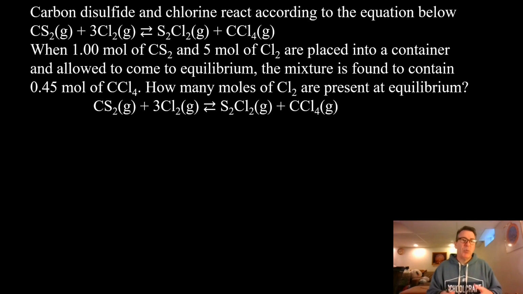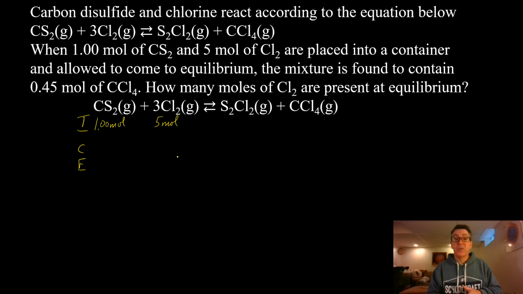When you see this kind of problem where they give you some starting amounts, they might give you an equilibrium amount, they might give you a change amount, any of those types of things, you're going to want to set up an ICE table, right? ICE stands for initial, change, and equilibrium. We went through an example like this in the lecture material as well. In this case, you have 1 mole of the CS2 and 5 moles of the Cl2. The nice thing about ICE calculations is you can do them in moles or in terms of concentration. When you do them in concentration, you have to make sure everything's in the same container, all mixed together. If they're not, then it's easier to work in moles.